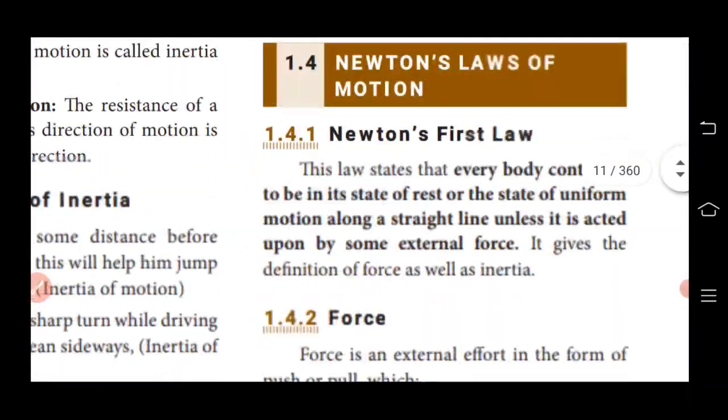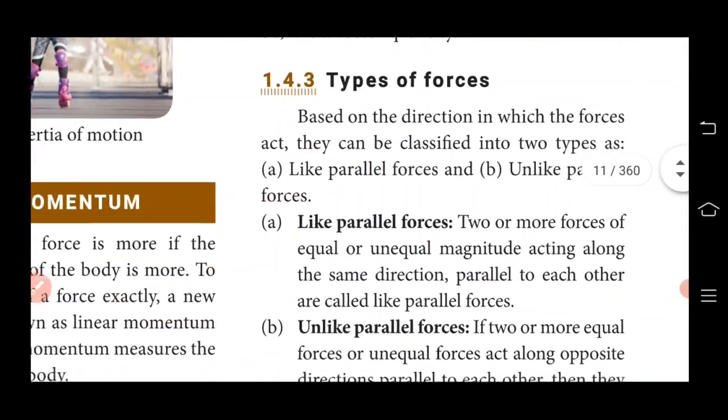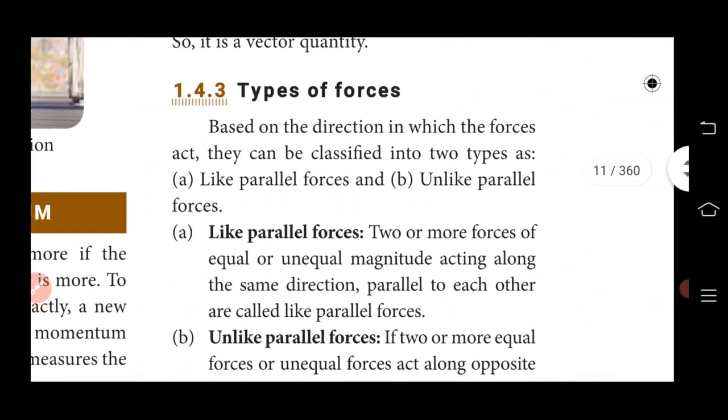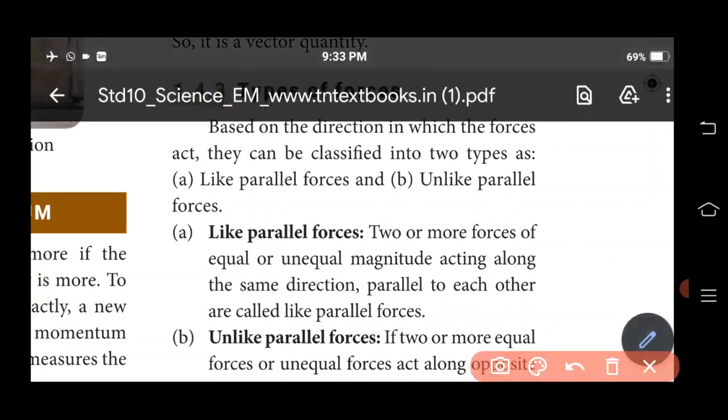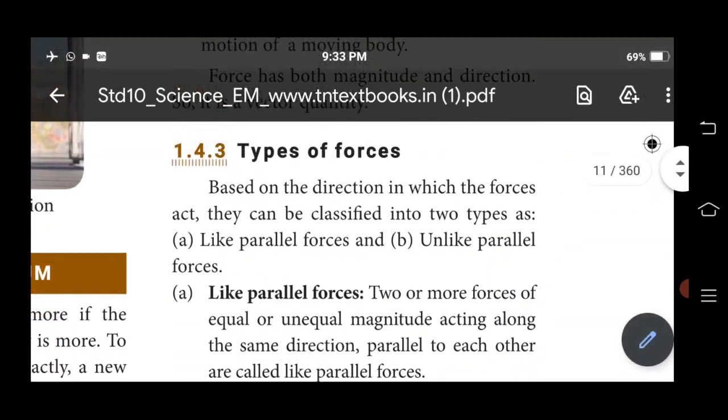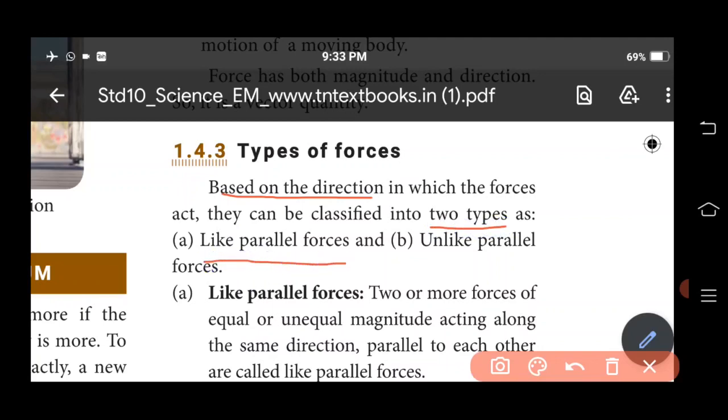Students, today our topic is types of forces. Based on the direction, very important, we classify force into two types. First one is like parallel force, and second one is unlike parallel force.